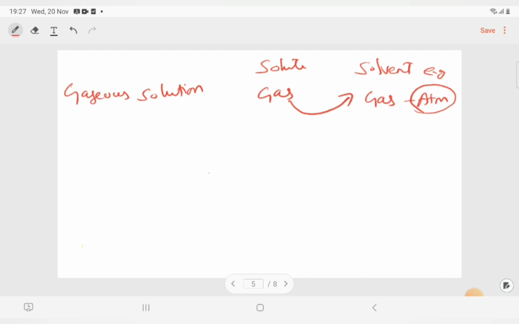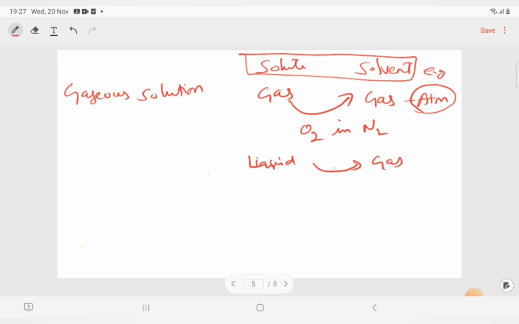But in our book, we consider the binary solutions. That means one solute and one solvent. So in our book there is the example oxygen in nitrogen gas. Okay, we can write this one. And the second type is where the solute will be liquid in gas. You have to say liquid in gas. The question will come like that, liquid in gas.